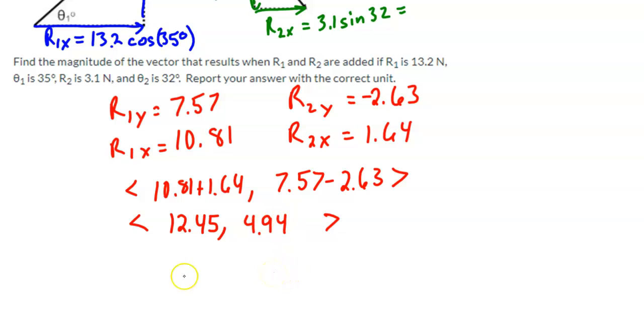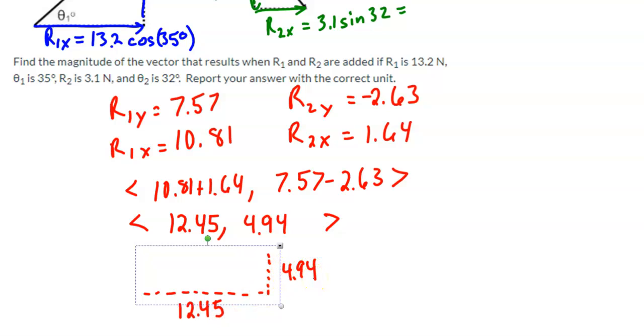Alright, so if you're visualizing that, then our components here, we got one that's horizontal and one that's vertical. So this is the 12.45, and then this is the 4.94. Imagine those as the legs of a triangle. So our resultant vector is going to look like this, and then the angle of interest is going to be here. So to get the resultant, you can just use Pythagorean theorem.